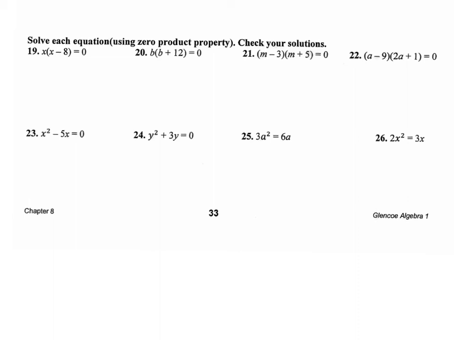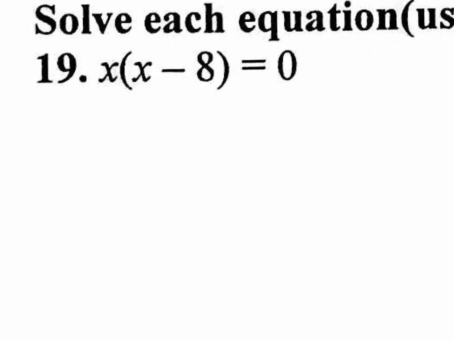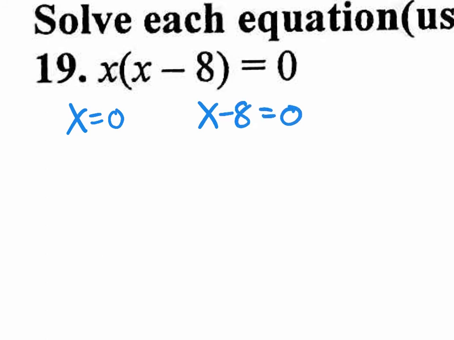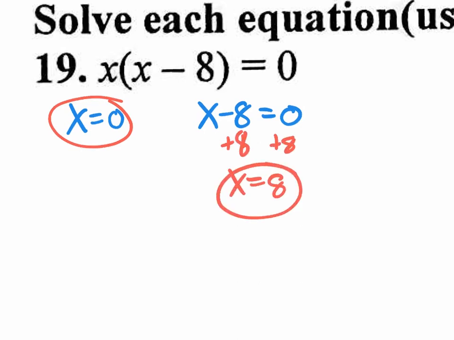Some of them are super easy because it's already set up. It's already in factored form. Like look at number 19. That's already ready to apply the zero product property. So all you're going to do is rewrite it. You're going to split them. I'm going to rewrite it as x equals 0 and as x minus 8 equals 0. And then I solve both of them. This is already solved. And this one over here becomes a plus 8 and a plus 8. So x equals 8. And if you look at the back of your worksheet, the answer to number 19 is 0 and 8. It's two answers.